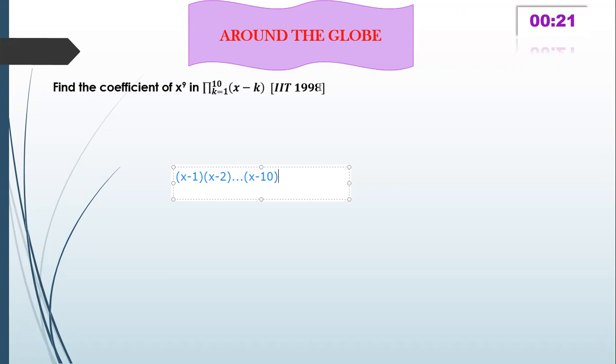Understood, Sunit? Please write yes or no. Please write in the chat yes or no. Have you understood the meaning of this notation? Okay. Yeah.